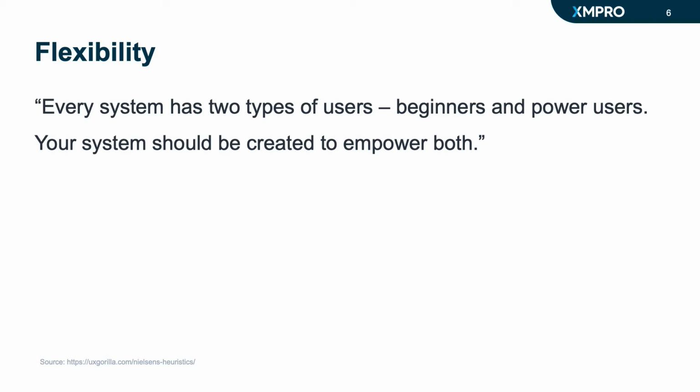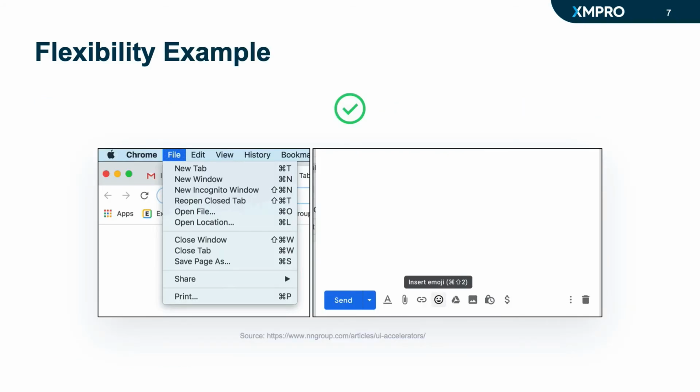One way that you can build flexibility into your interfaces is by adding shortcuts. While that's not necessarily directly applicable to the apps you'll create in the XMPRO app designer, it's useful to get you thinking about how you can cater for users with different skill levels. You could create an easily accessible icon that power users can click on to navigate directly or provide tooltips for beginners. These simple tweaks can go a long way to accommodating both types of users in your interface.